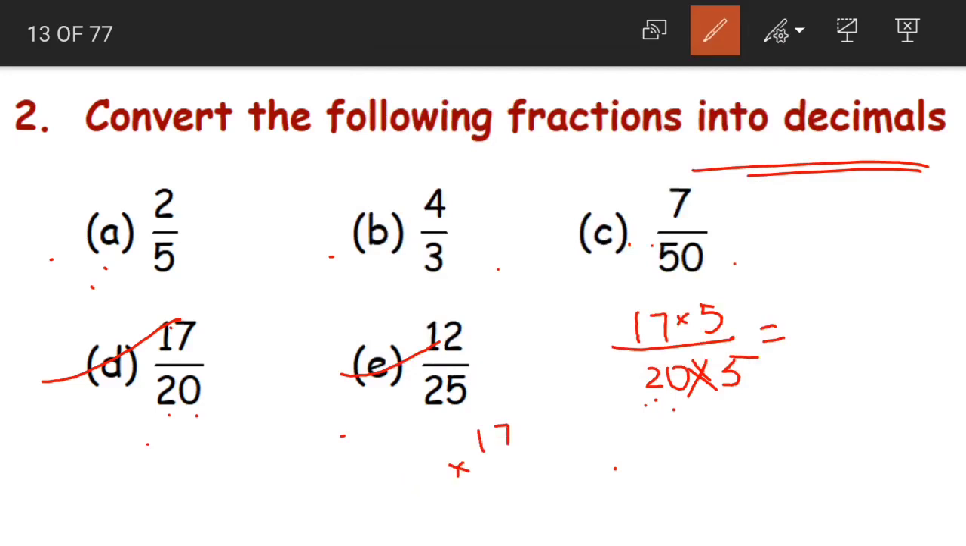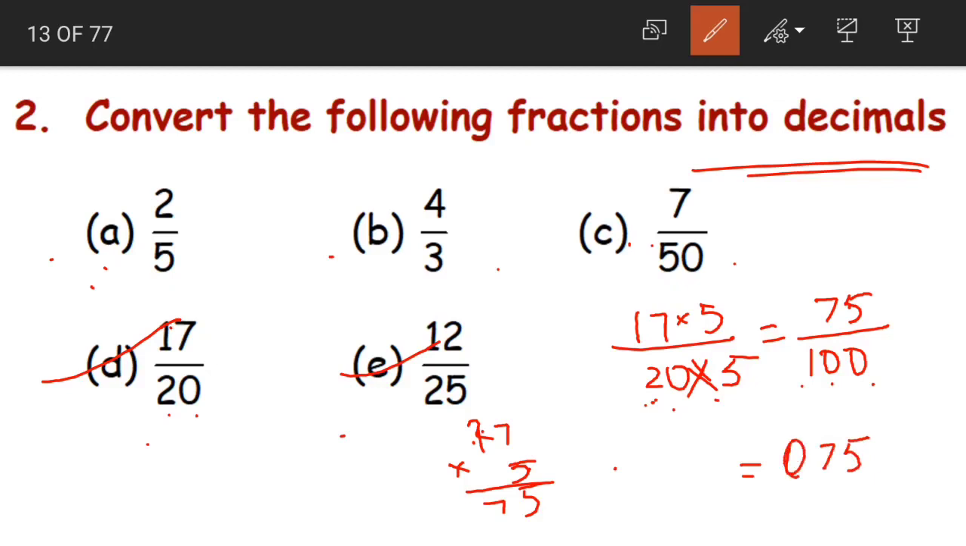17 into 5 is nothing but 5 7s are 35, 5 1s are 5 plus 3, 8. So 85 divided by our denominator, 20 into 5, 100. Now how will we do this, children? Here the denominator has 3 digits but the numerator has only 2. So we are placing 0 as the third digit. And remember, where should we place it? We should place a 0 to the left, that is before the number.